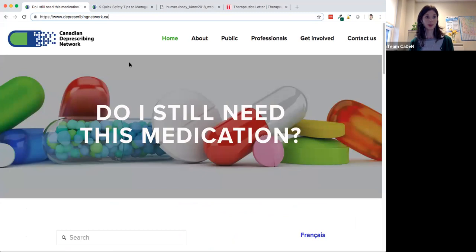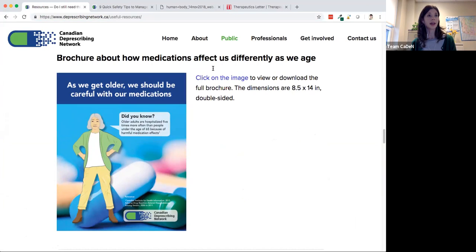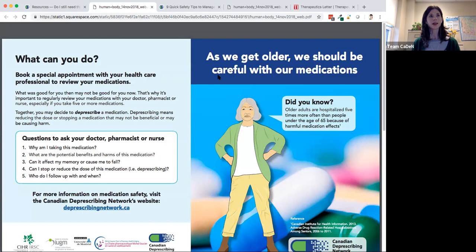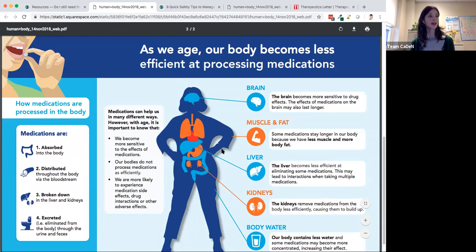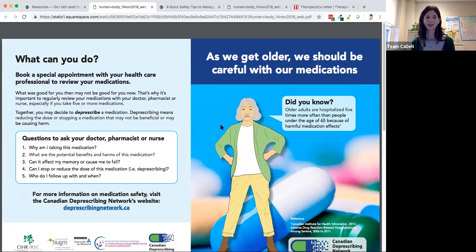So we do have resources for health providers as well as the public. If you go to the public tab under resources and scroll down, we have this brochure, which helps explain what happens in the body as we age. It explains how medications are processed in the body and how we become more sensitive to the effects of medications and process medications differently because of what happens in the brain, liver and kidneys as we get older. So this can be a helpful tool for explaining why it might be important to get a medication review and really think carefully about the medications we're taking, especially as we get older.